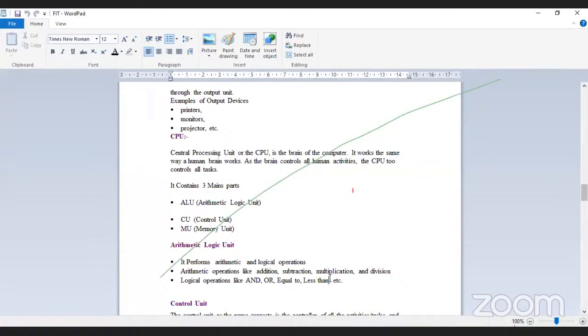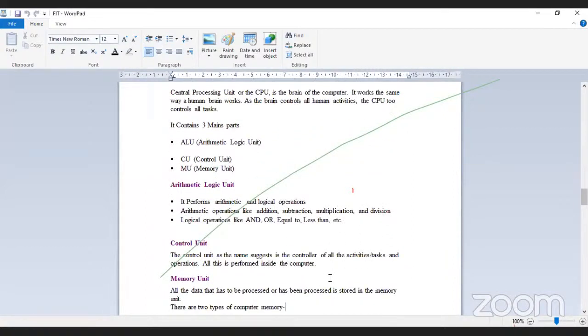Apart from these operations, some more operations are also there, like opening a file, closing a file, and deleting a file. These come under logical operations. So these two things can be taken care of by the arithmetic and logical unit, which is inside the CPU.